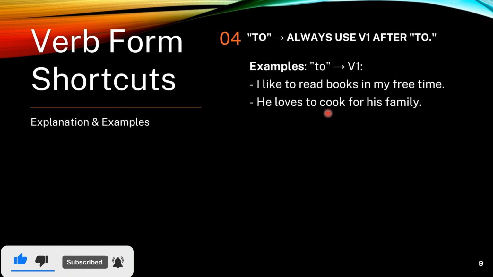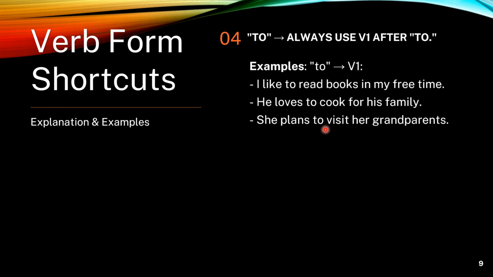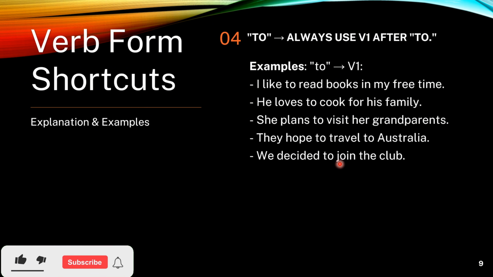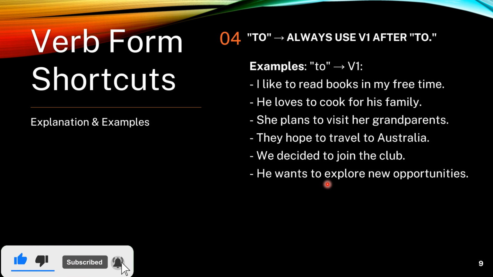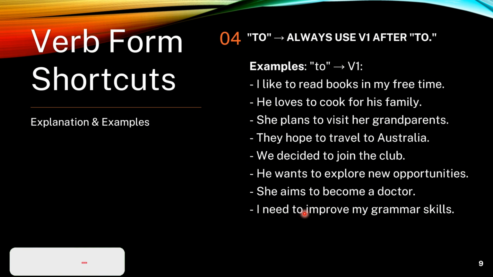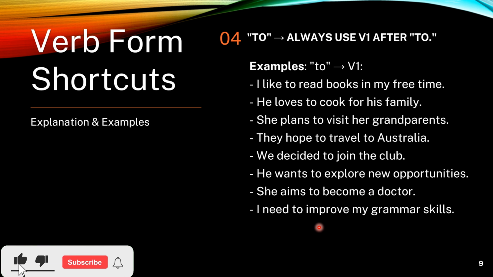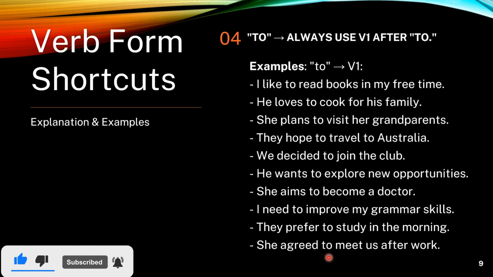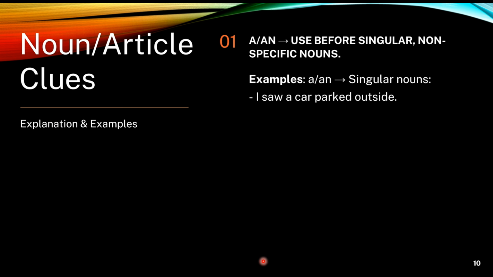He loves to cook. She plans to visit. They hope to travel. We decided to join, right? He wants to explore. So after to, always go with the first form of the verb. She aims to become, right? I need to improve. They prefer to study. She agreed to meet. All right, so we have completed so far.